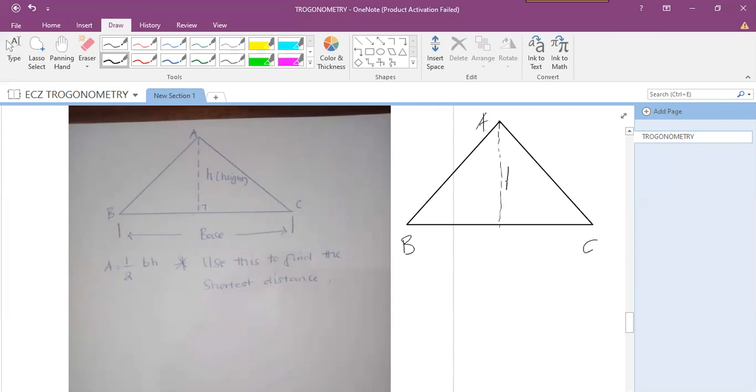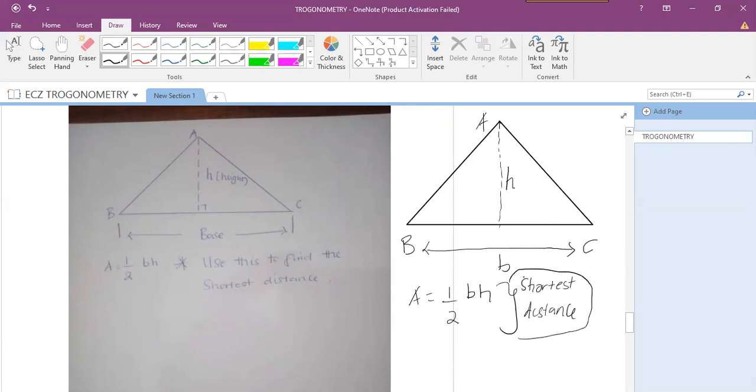So this will be the height denoted by H, and this will be the base denoted by B. So your area will be half base times height. You use this formula in the exam to find the shortest distance. That's the function of this formula, half base times height, and this height here will be the shortest distance.